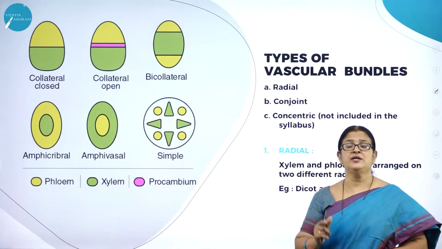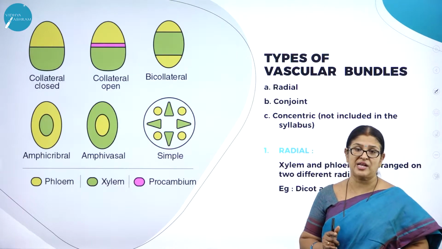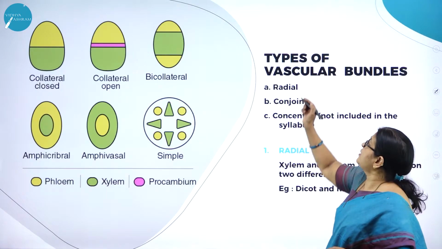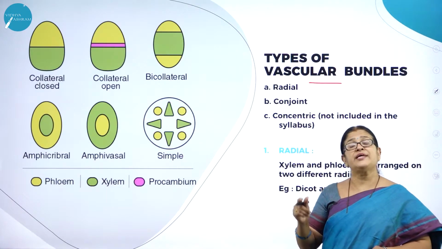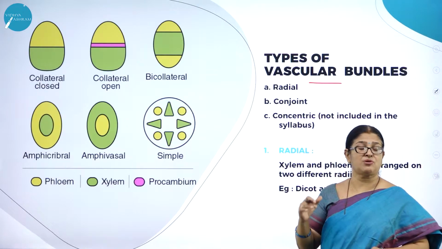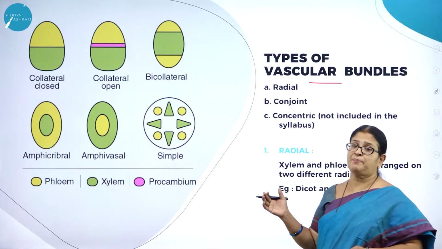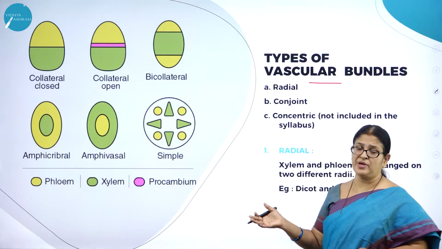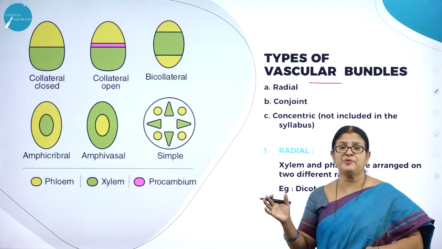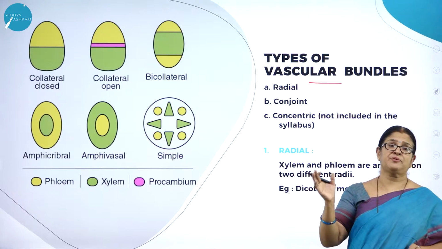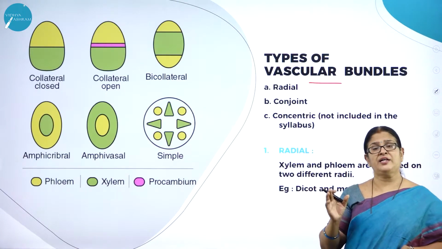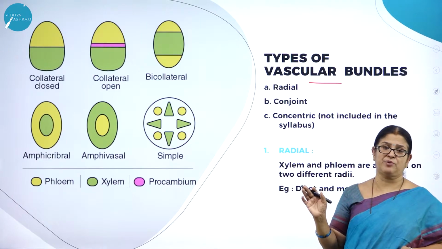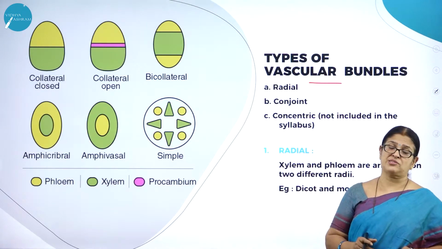As you all know, xylem and phloem are called vascular tissues, and when they are found together, it is called a vascular bundle. The arrangement of vascular bundles is not the same in all the parts of the plant body. It varies from a root to a stem and to a leaf. So in this session, we are going to study the arrangement of vascular bundles.